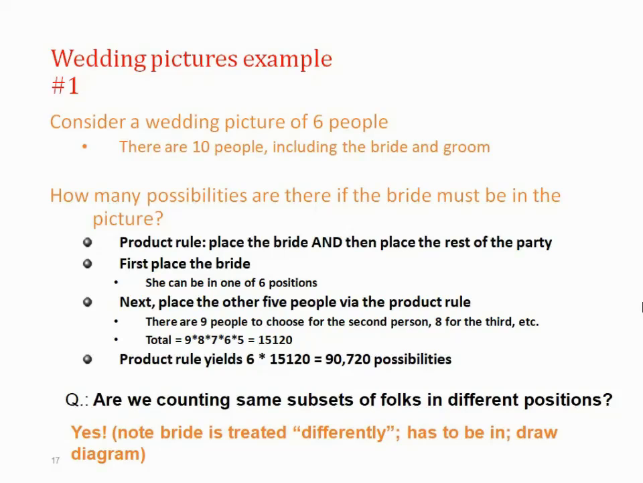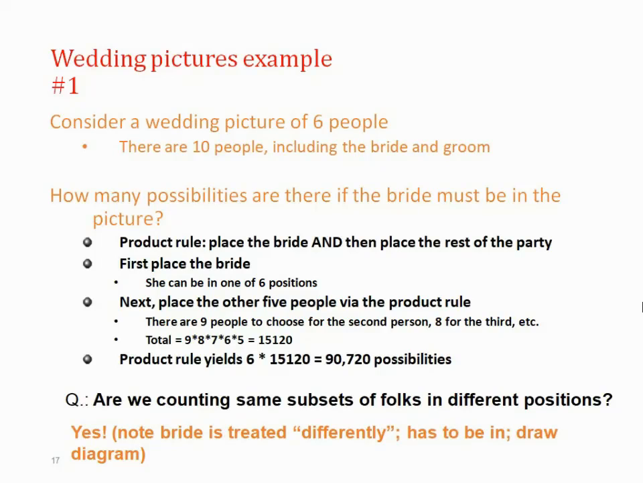Okay, the bride must be in the picture. How many combinations can you make? Using the product rule, place the bride and then place the rest of the party, the ones who came for the snapshot. First place the bride: she can be in one of the 6 positions. Next, place the other 5 people via the product rule. There are 9 people to choose from for the second person and 8 for the third, and so on.